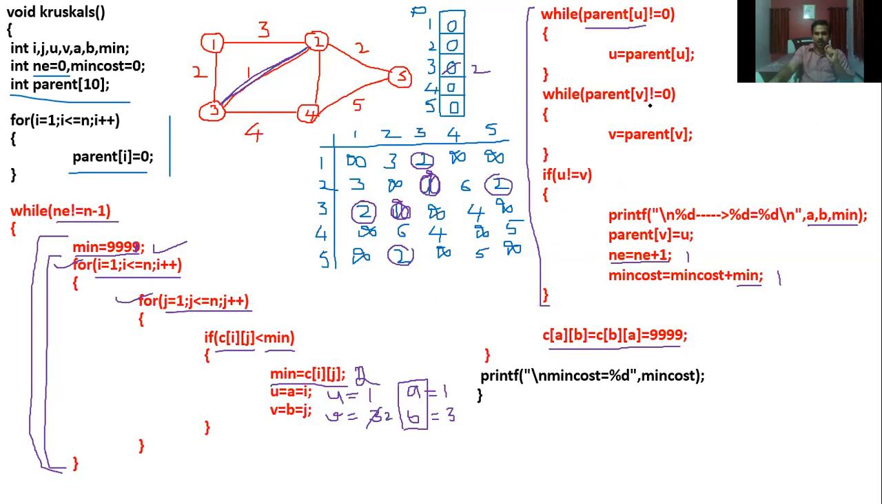Condition holds good. Parent of v not equal to 0, get in. V is equal to parent of v. Parent of v is nothing but 2, so v value is changed to 2 now. Again, parent of 2. Now v value has been changed. Parent of 2 not equal to 0? It's 0, so it comes out.